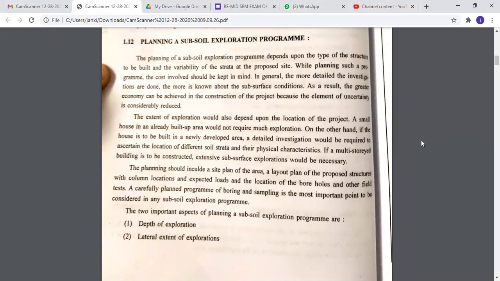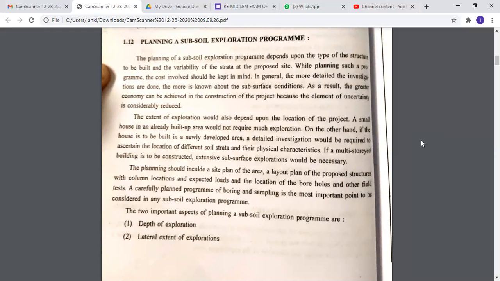A small house in an already built-up area would not require much exploration. On the other hand, if the house is built in a newly developed area, a detailed investigation would be required to ascertain the location of different soil strata and their physical characteristics. If a multi-story building is to be constructed, extensive subsoil exploration would be necessary.